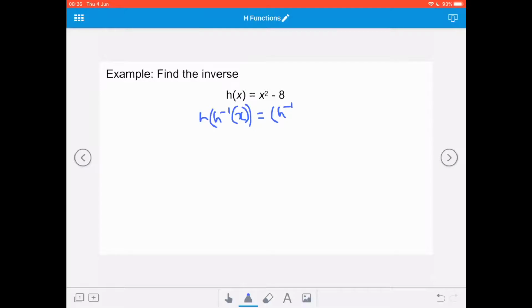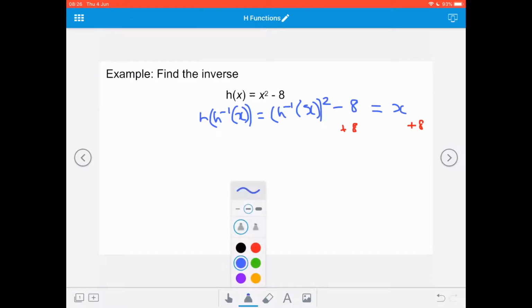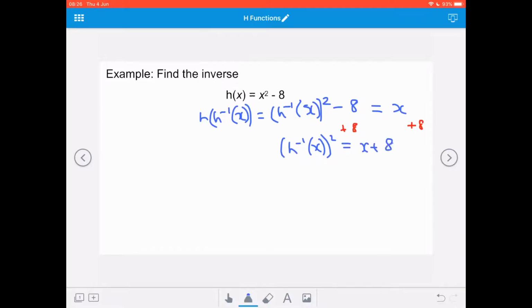So I've got h to the negative 1 of x all squared minus 8, and I know that if it's an inverse function, that's going to equal x. So now I want to add on 8 to both sides. So that gives me my inverse function of h all squared equals x plus 8. And now I want to square root both sides to isolate that inverse function of h. So the inverse function of h equals the square root of x plus 8.